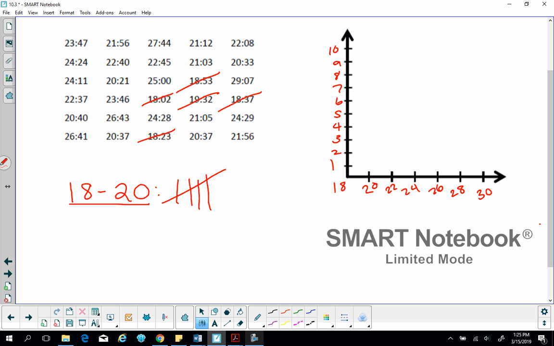Cool. So how many people are from 18 to 20? 5. So I just go right here and I bring it up to 5. This is what the delta math looks like too.